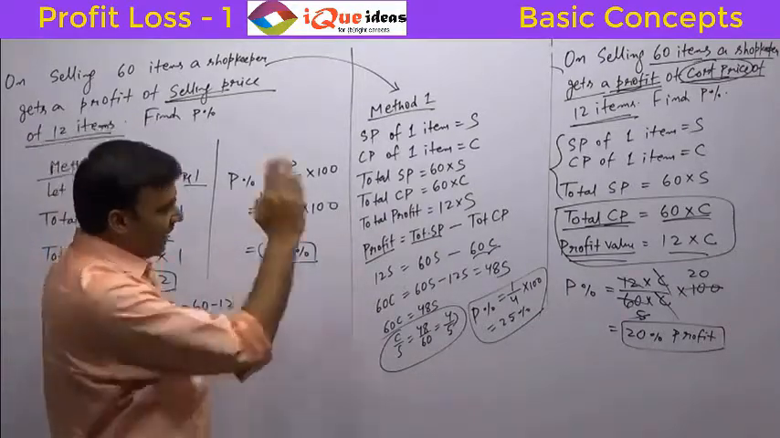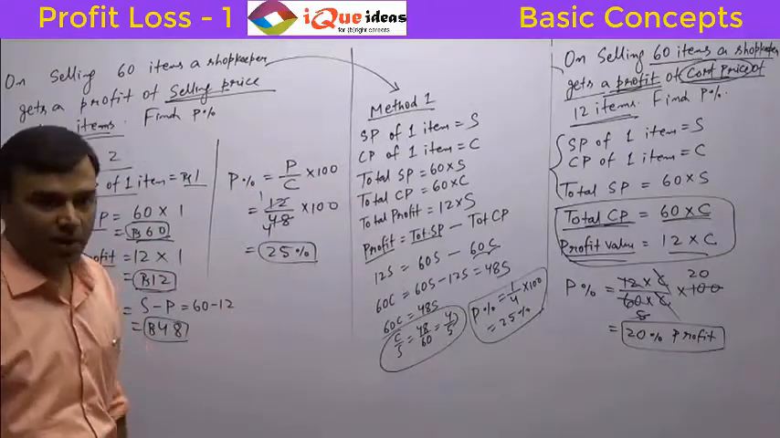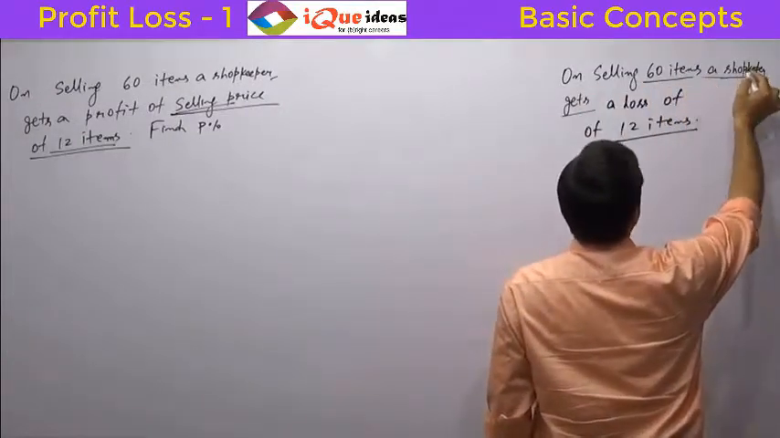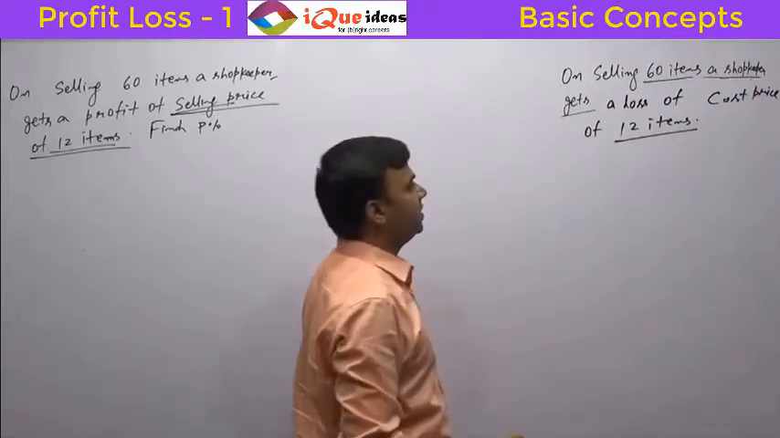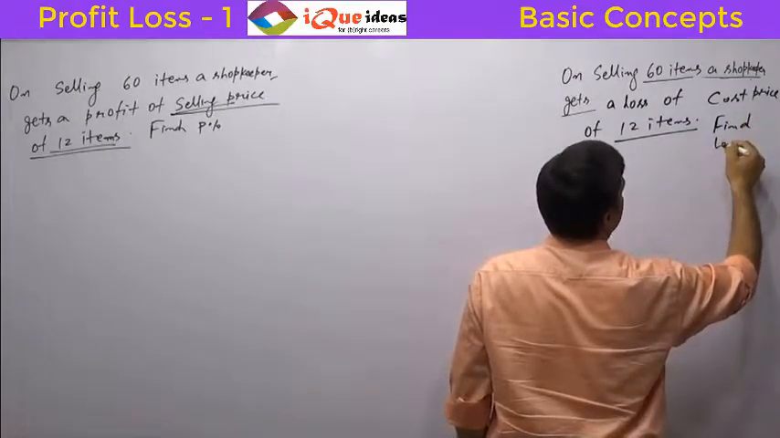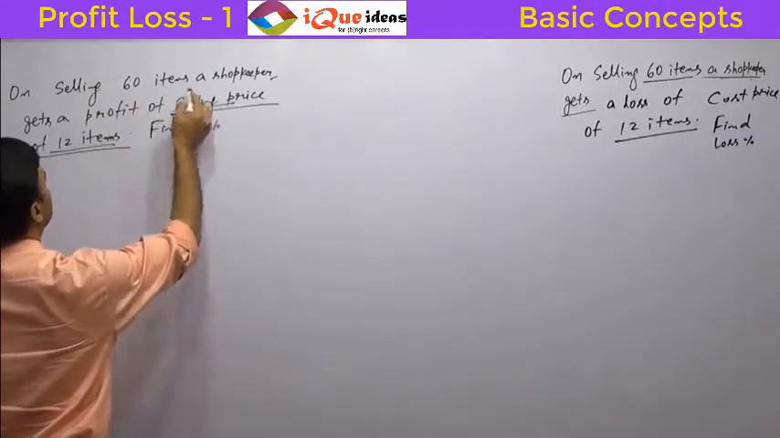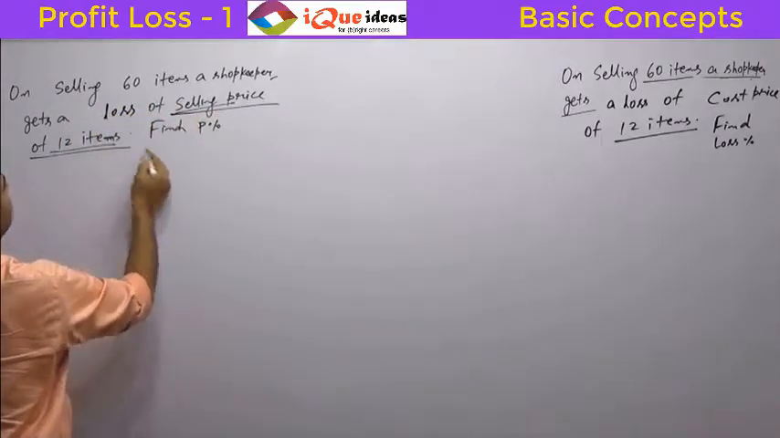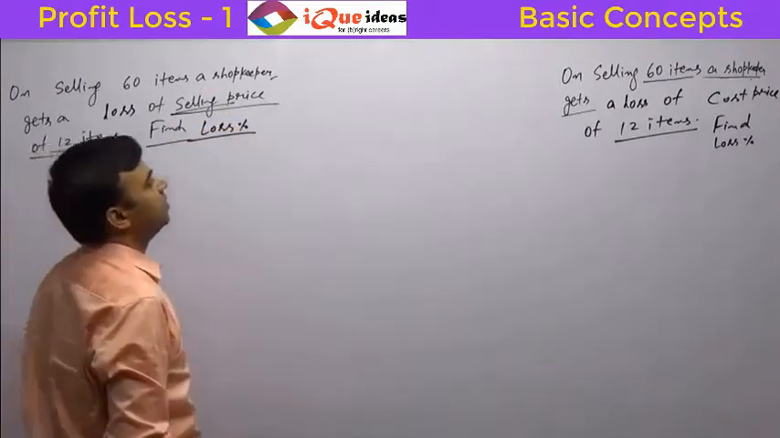Let's say in the same two situations, in place of profit, if there was a loss, then how do we go about it? So if we say on selling 60 items, a shopkeeper gets a loss of cost price of 12 items, then find loss percentage. And similarly, if we say on selling 60 items, a shopkeeper gets a loss of selling price of 12 items, then find loss percentage. Right? Let's take these two situations.